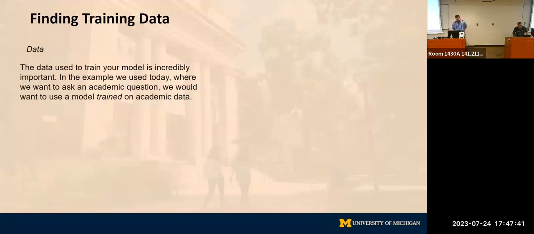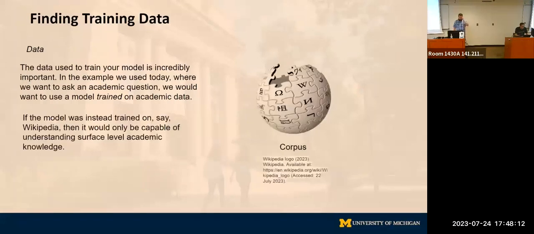So finding the training data is a horribly difficult task. Finding that data is going to be the expensive, the exhaustive, the really time-consuming task. And generally speaking, when any researcher goes into a new project, the first thing they ask is, can I get the data from somewhere that already exists? Because I do not want to spend 90% of my time and budget on getting that data, right? We have a lot of respect for people who make data open source for this very reason, because it can really minimize the costs of research. So if the model was trained on Wikipedia, it would only have a surface level academic knowledge. So we would have to train on something else. So finding that training data is everything.